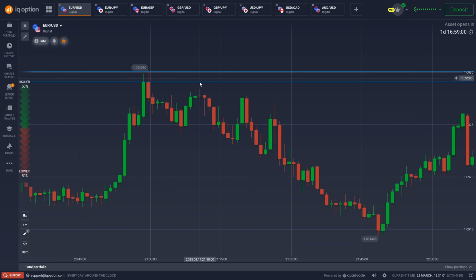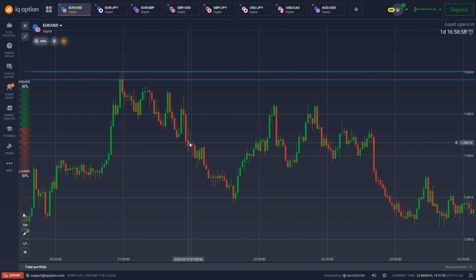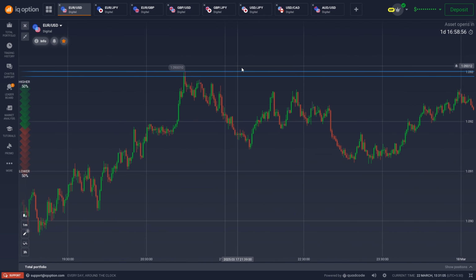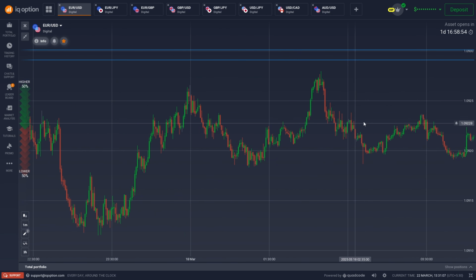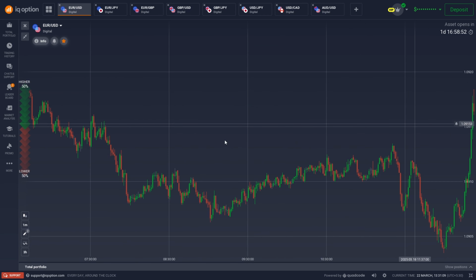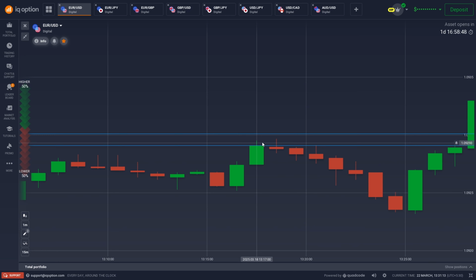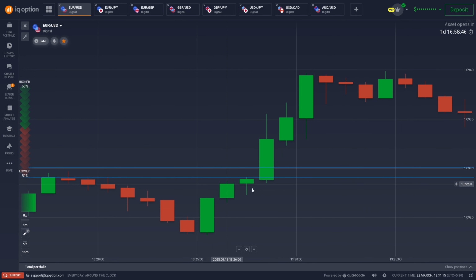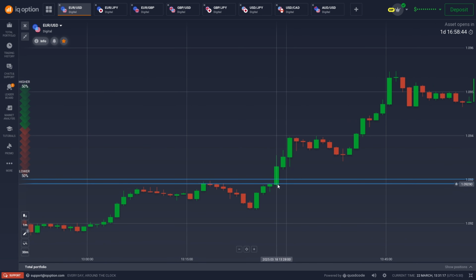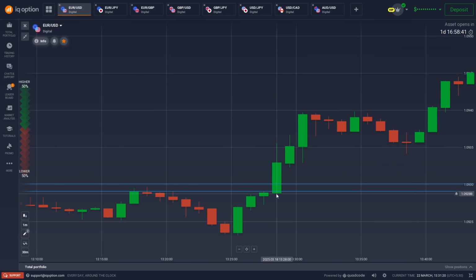Now this is a resistance zone, and let's see if we need to update it in future or we can use it as it is. And let's move forward. And here you see that the price reverses from this zone, and after that we get a clear break.